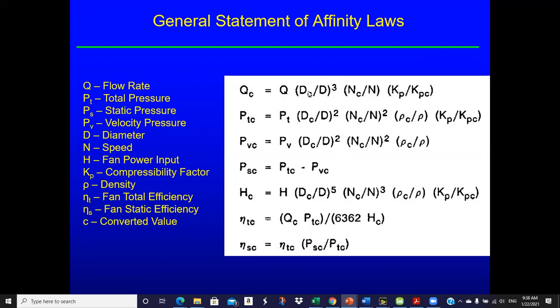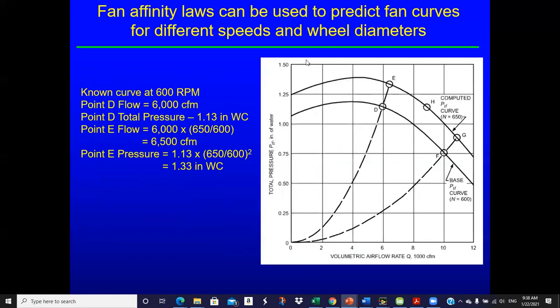Now, if you do change wheel diameters, you would probably have to buy a new one. Then, if you turn it at the same speed, you can go back and recast fan curves for different wheel diameters. But I don't see that come up very often. If it's that bad, you're probably just going to replace the fan.